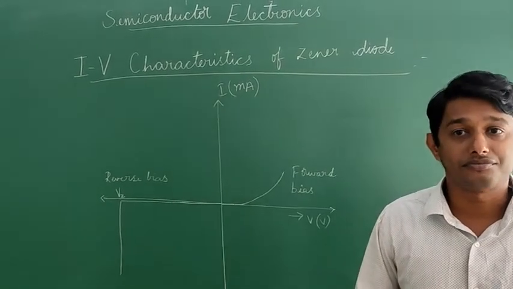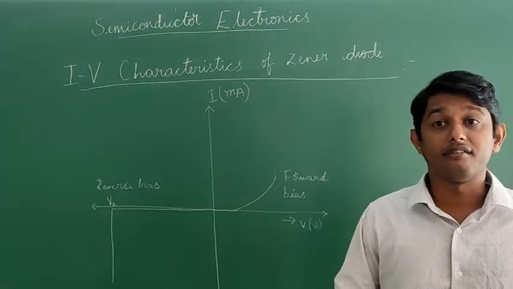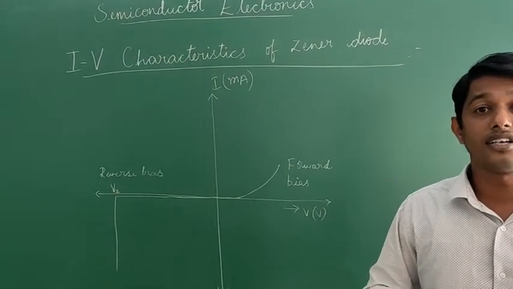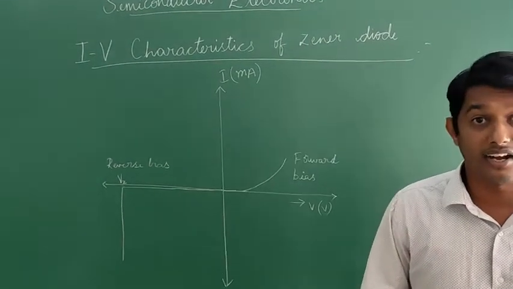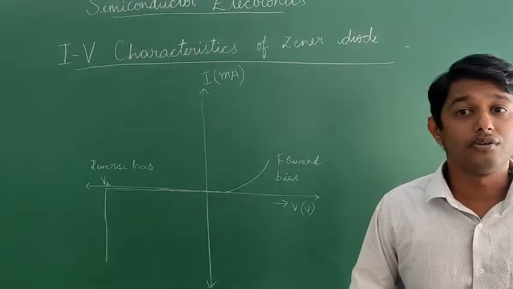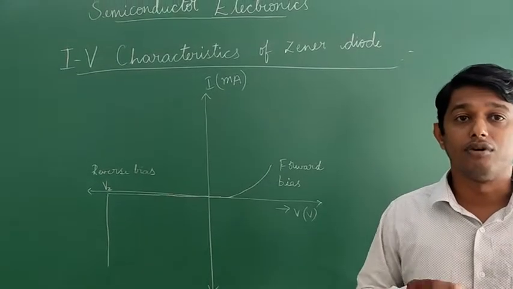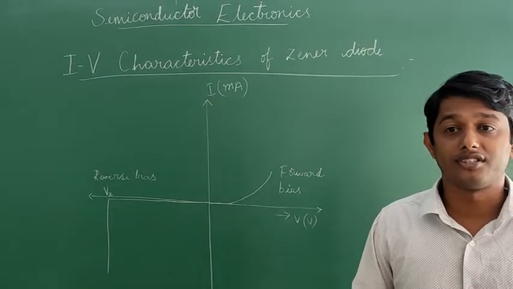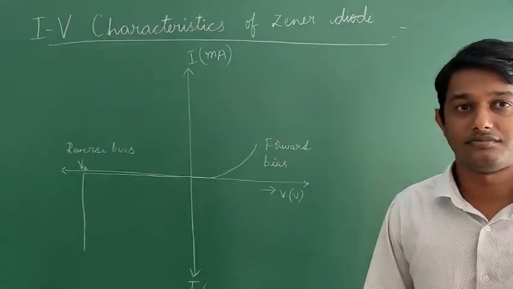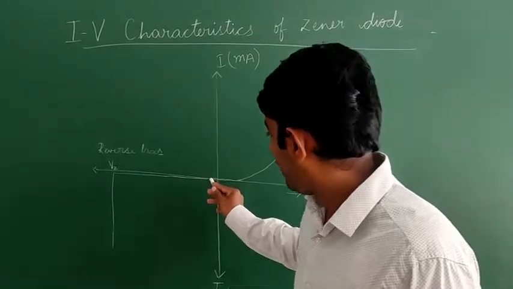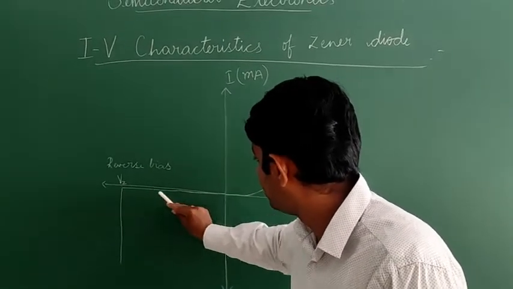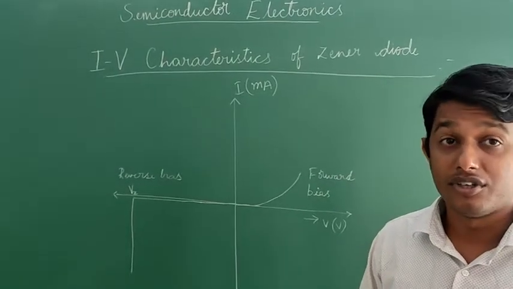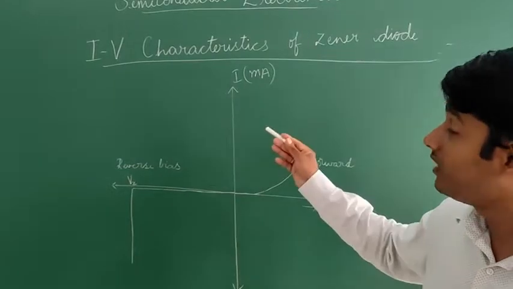So when the applied reverse bias voltage reaches the breakdown voltage, there is a large change in current. Zener voltage remains constant even though the current through the Zener diode varies over a wide range. As you can see, until a particular voltage the voltage is increasing, but after this particular voltage the current has increased. It is a peculiar character observed in Zener diode.